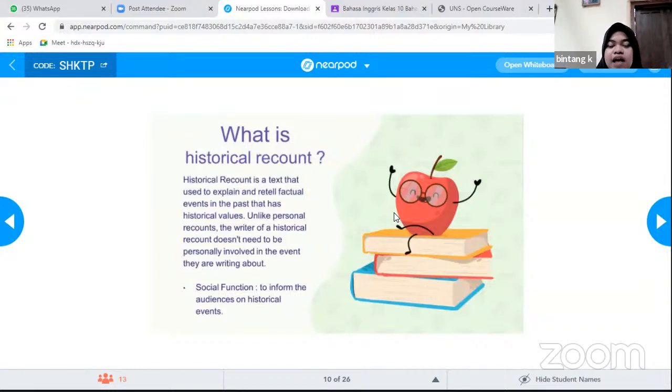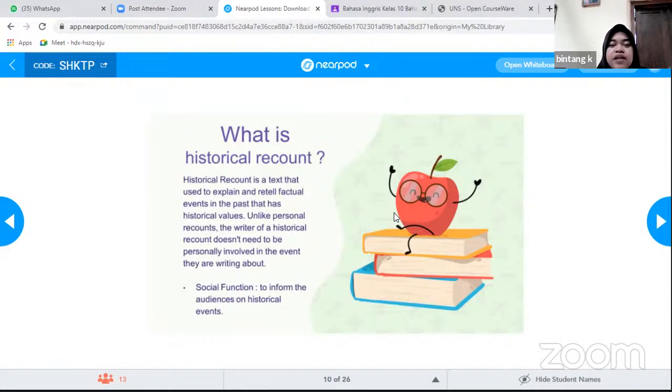Okay, I will give you an explanation about what a historical recount is. Firstly, a recount text is a text which tells about something that happened in the past. And a historical recount is a text that is used to explain and retell factual events in the past that have historical value.